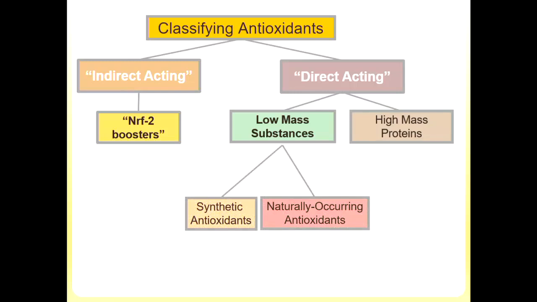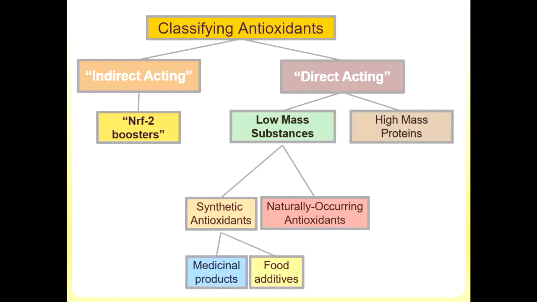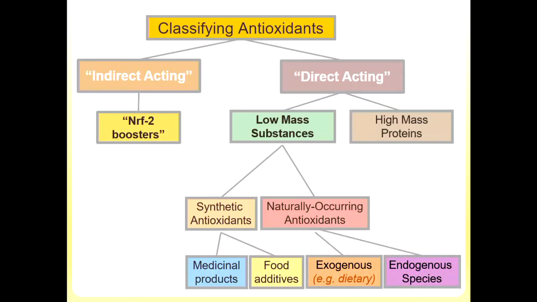And then if we just focus on the low mass substances, we can discriminate between synthetic and naturally occurring molecules, and both those classes can be further subclassified into those synthetic agents that are created with medicinal intentions. That's sort of what we're doing in our lab class at the moment. But then there are also synthetics that are used as food additives, and then in terms of naturally occurring ones, we can consider both exogenous ones we accumulate via the diet, as well as endogenous molecules that likely act as free radical trappers.